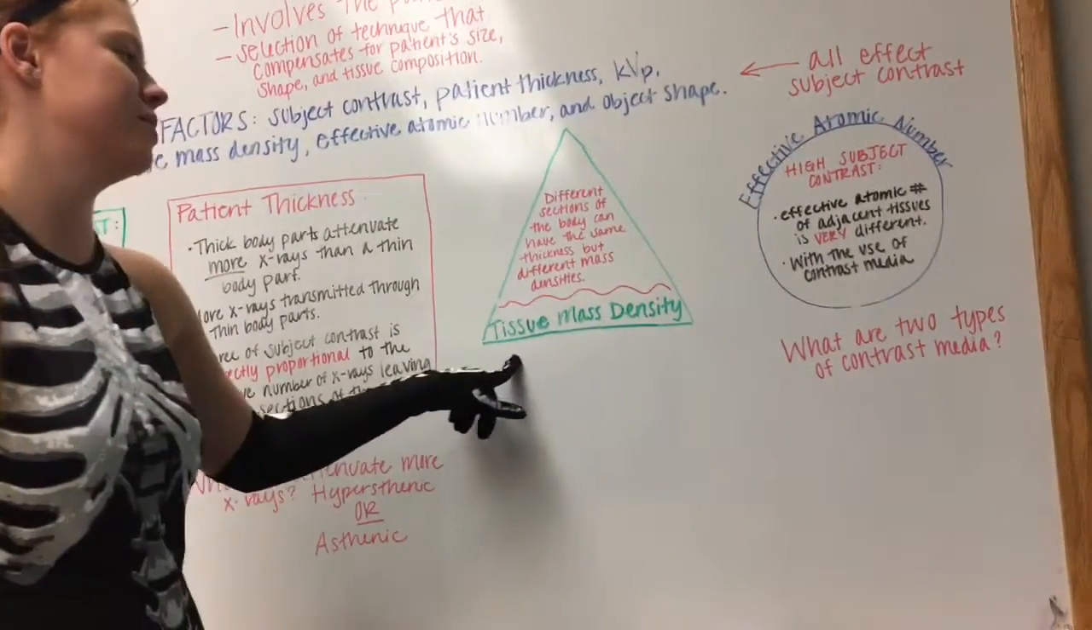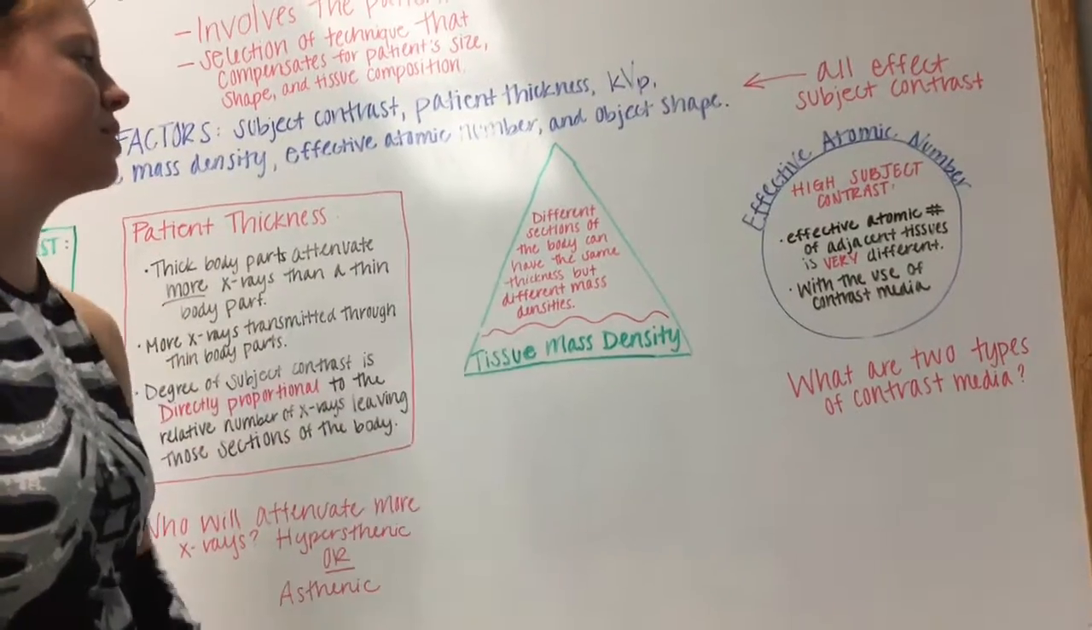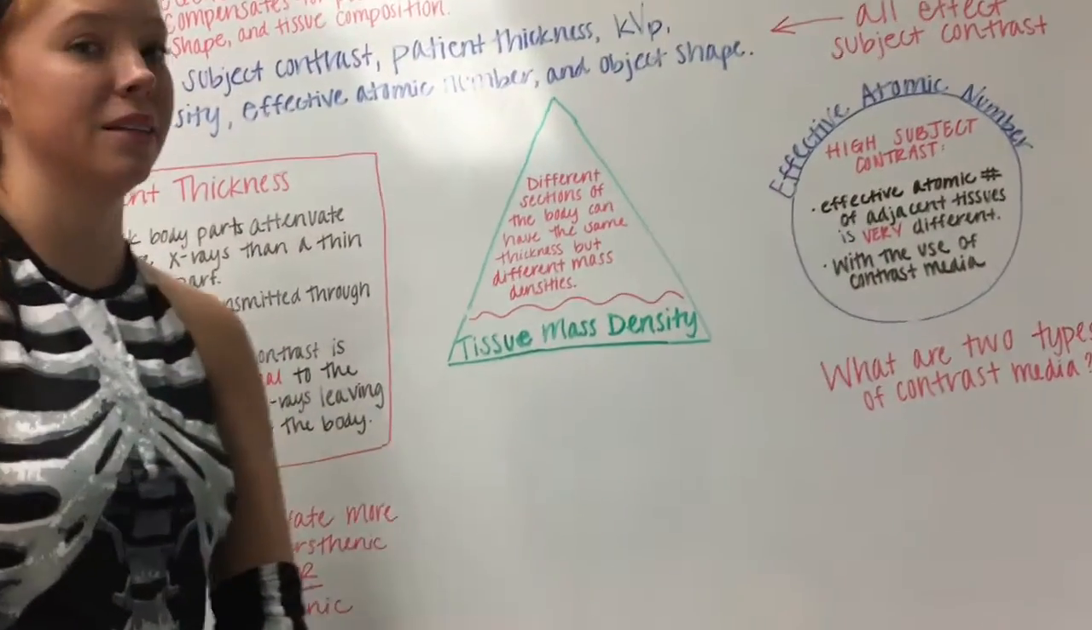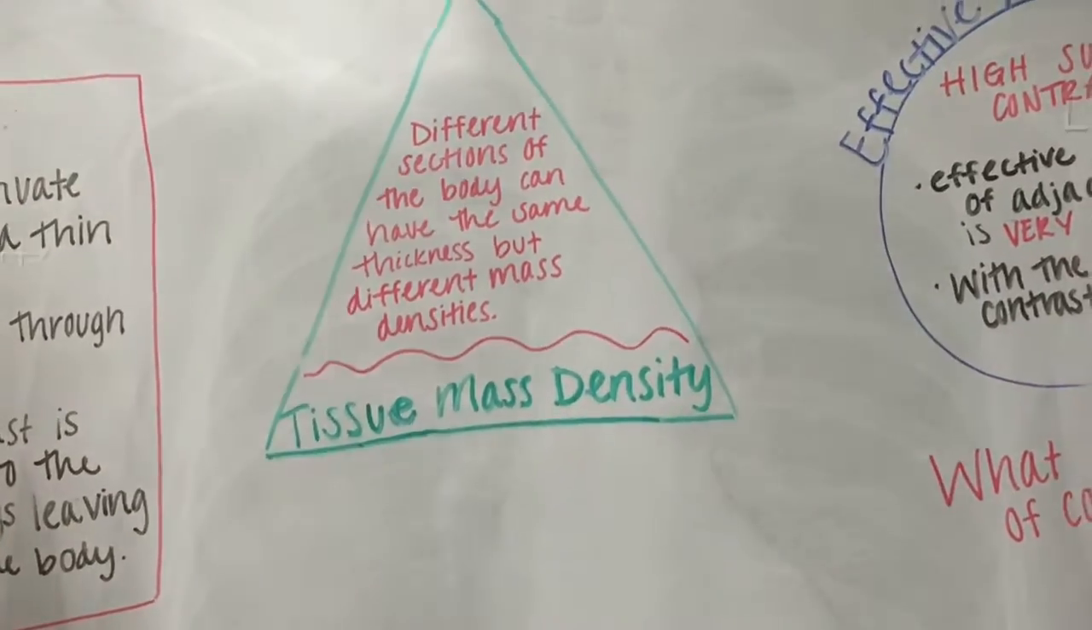Next, I'm going to talk about tissue mass density. Different sections of the body can have the same thickness but different mass densities. Here are two examples of tissue mass density.